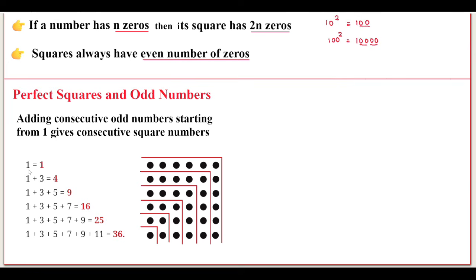We can check: 1. 1 plus 3 is 4, a square number. 1 plus 3 plus 5 is 9, and 9 is a square number. 1 plus 3 plus 5 plus 7 is 16, giving a square number. 1 plus 3 plus 5 plus 7 plus 9 plus 11 is 36, and 36 is a square number. So, clear? Adding consecutive odd numbers starting from 1 gives consecutive square numbers. This is one of the notes. You can make a note of it.